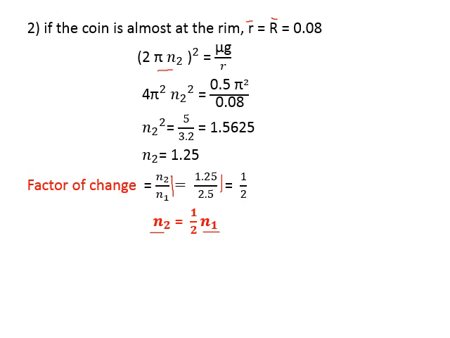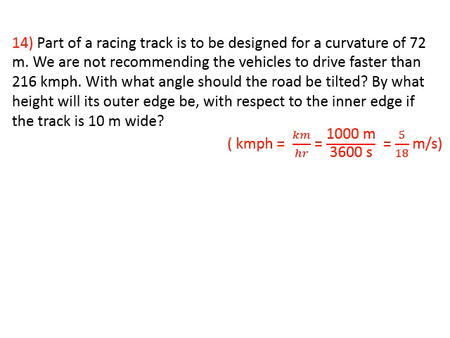Did you understand? Now see this, read this problem carefully. One racing track is constructed whose radius of curvature is 72 meter.